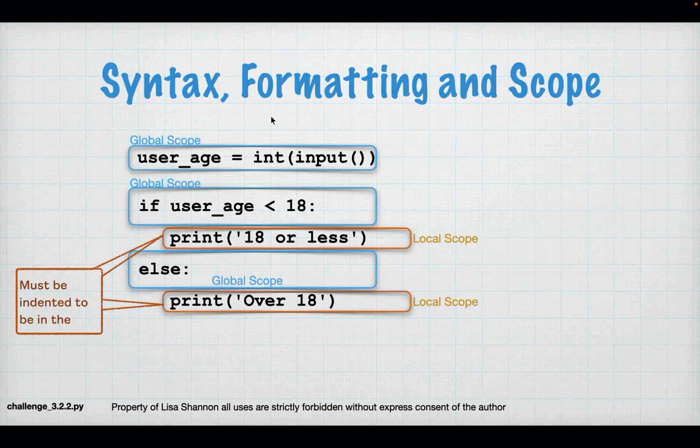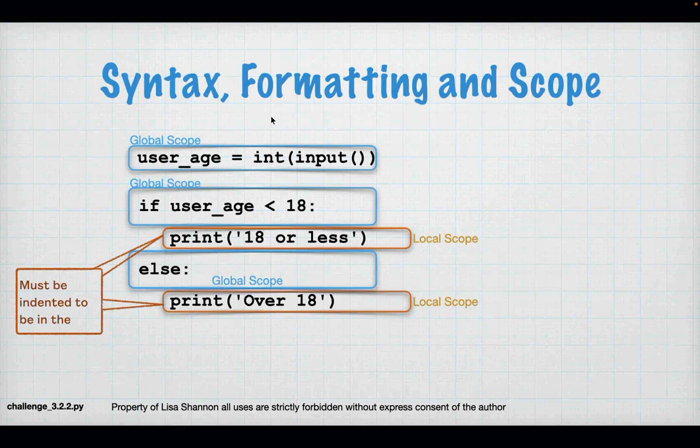So what does this mean? It means that when the user age is less than 18, I will print 18 or less. Other than that, that line of code essentially doesn't exist to Python when it's running. The same with if user age is not less than 18, if it's greater than 18, then I would print over 18. Over 18 is in the local scope.